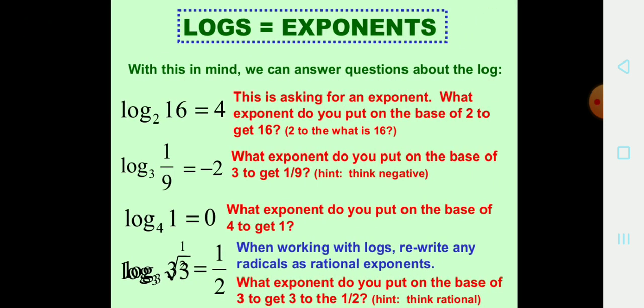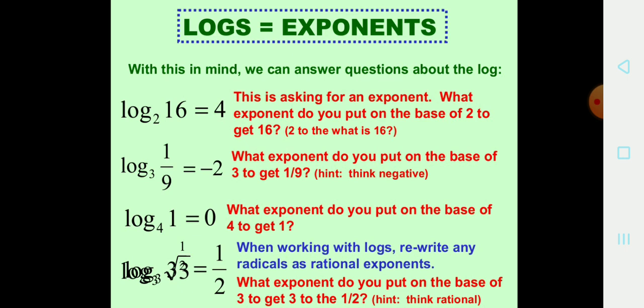So log is an exponent. Within our mind we can answer questions about logs. Log base 2 of 16 equals 4. So this is asking for the exponent. What exponent do you put on the base 2 to get 16? So 2 to what is 16? Log base 3 of 1/9 equals negative 2. So what exponent do you put on the base to get 1/9?